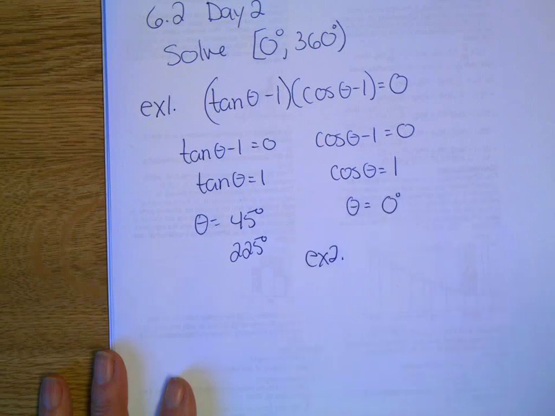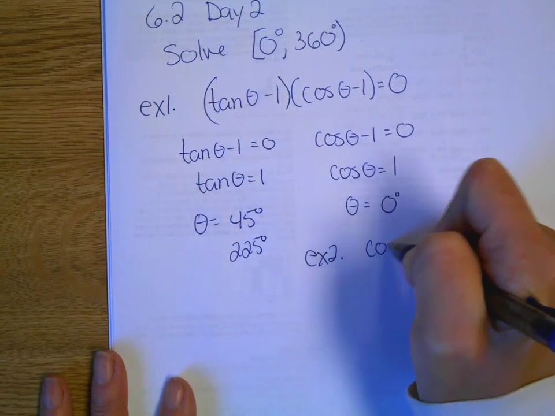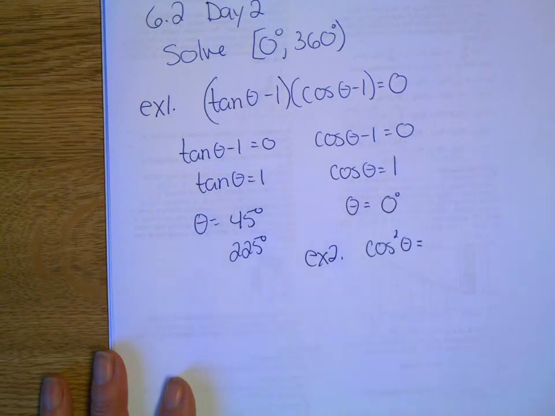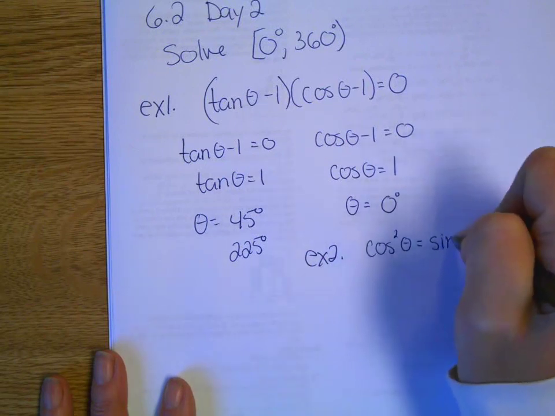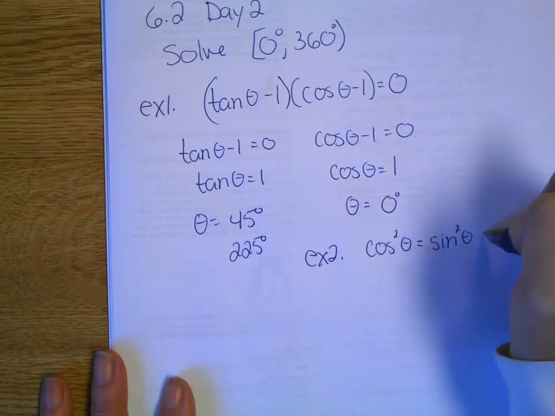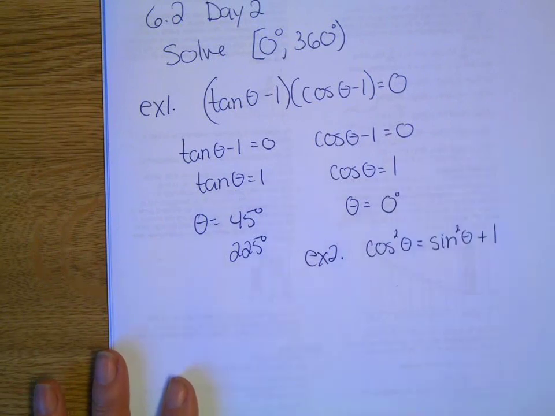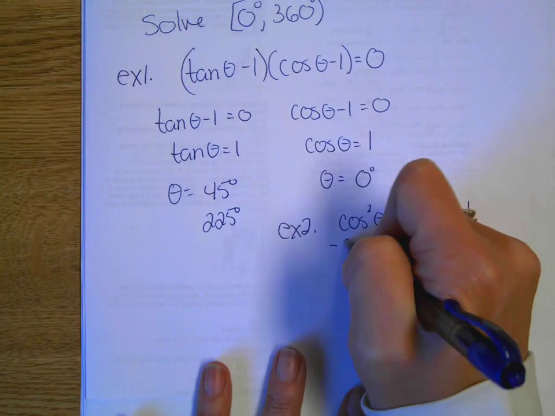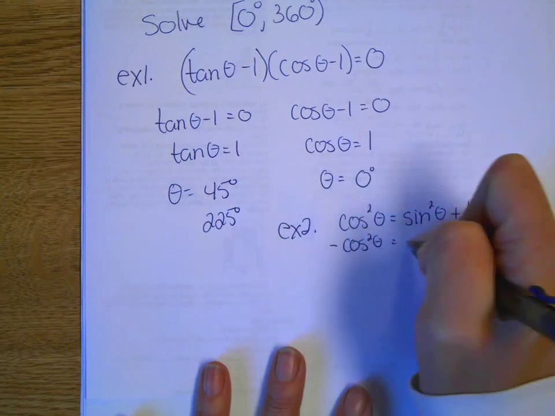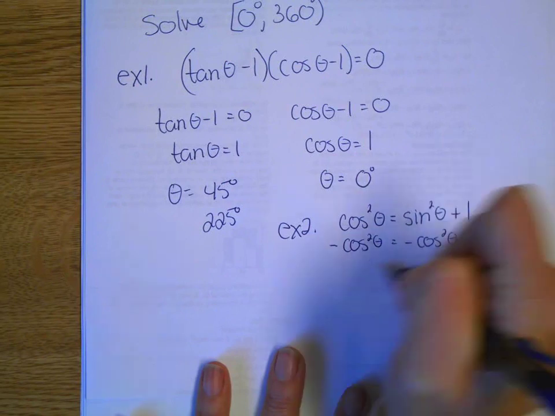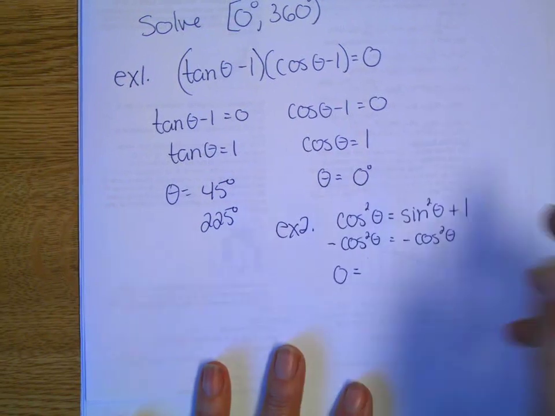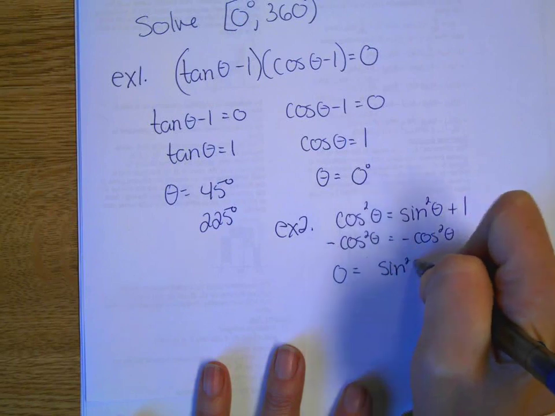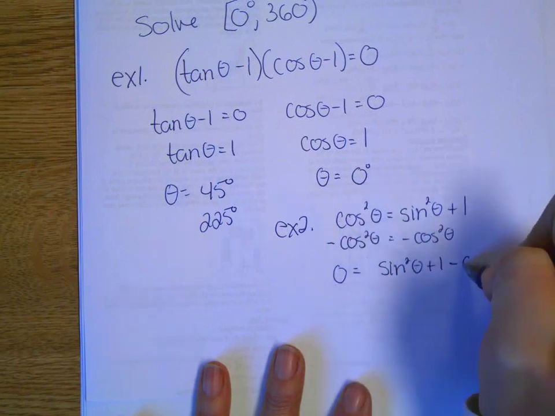Okay, that's fine. Example 2. Make it a little more challenging. Cosine squared equals sine squared plus 1. Okay. Goal is to solve. What would you do? You want to move the cosine squared over? Yes. Get it equal to 0, so we're going to subtract cosine squared. So I'll have 0 equals, and it doesn't matter, I'll put it on the end, sine squared plus 1 minus cosine squared.